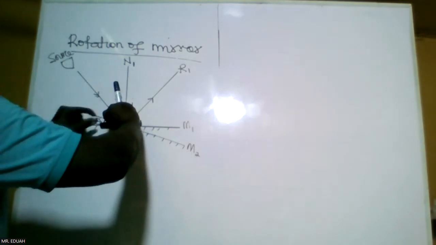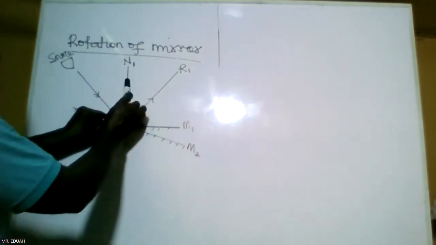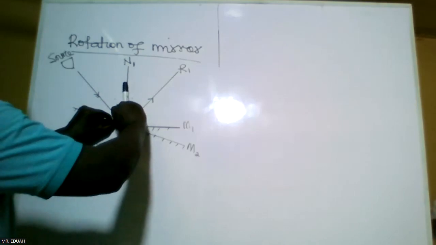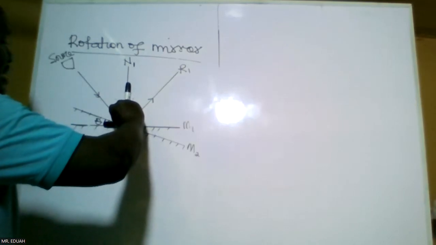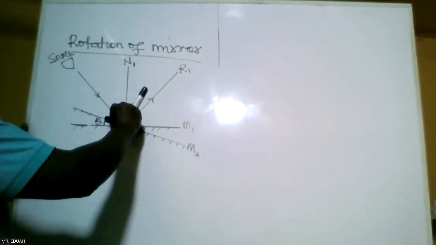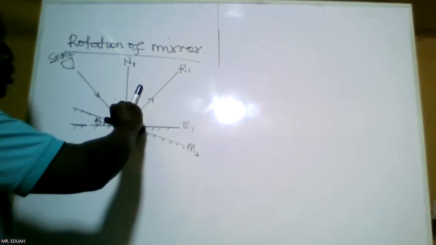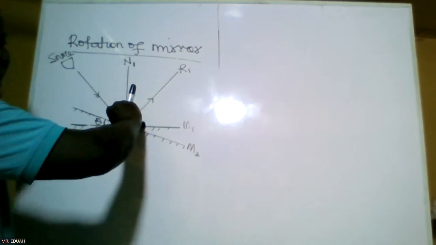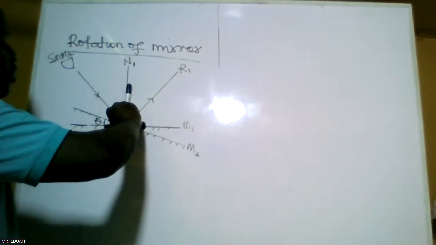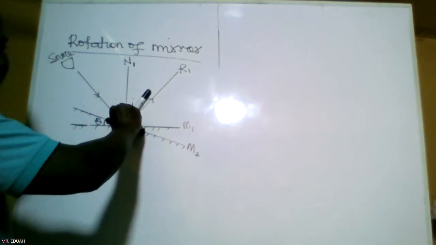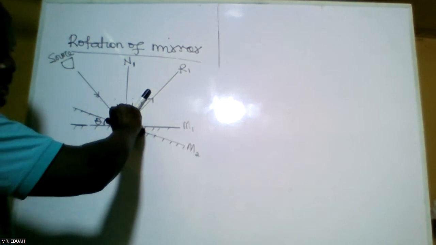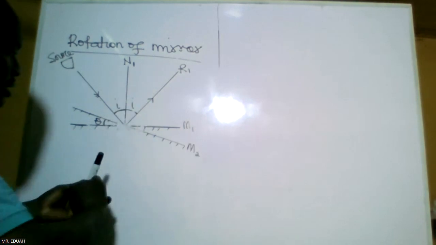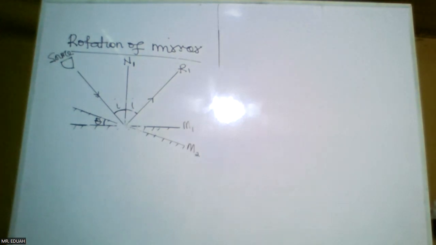Yes, it is changing. This is the first position of the mirror. This is the normal. When you rotate it through theta, the normal also rotates with the mirror. So if you rotate the mirror through an angle X, the normal would also rotate through X. Do you see it?